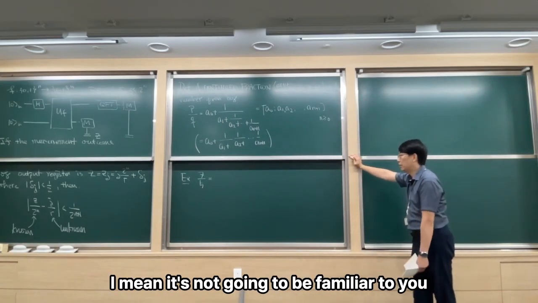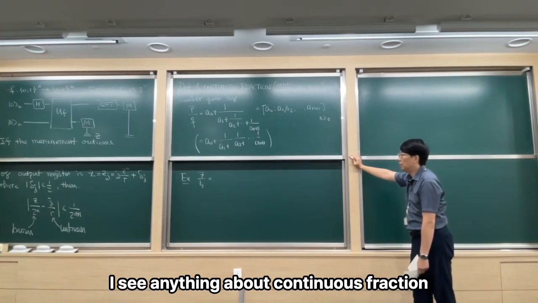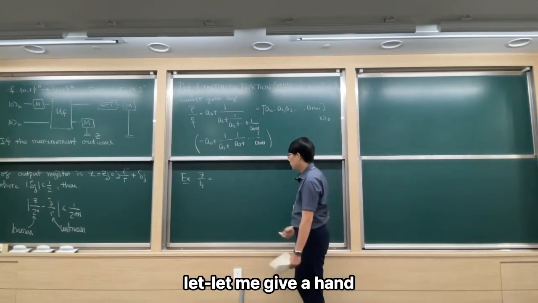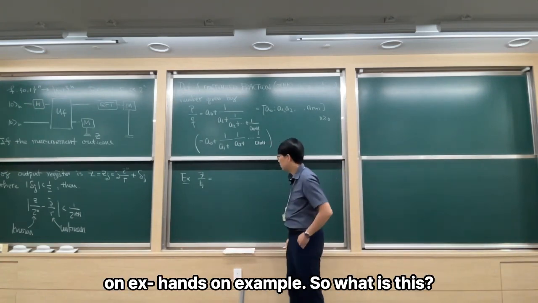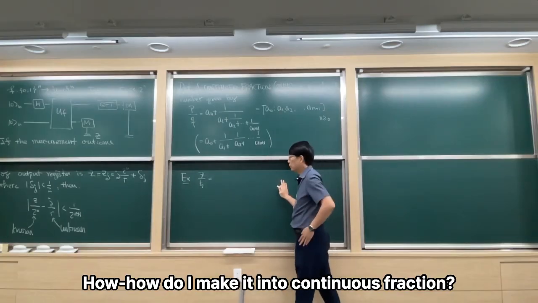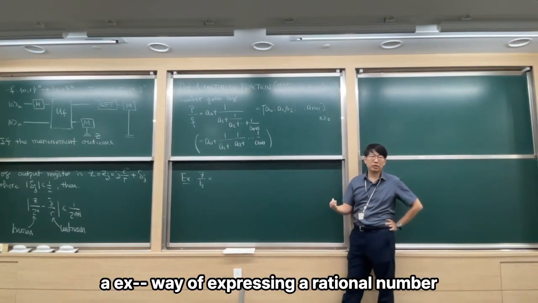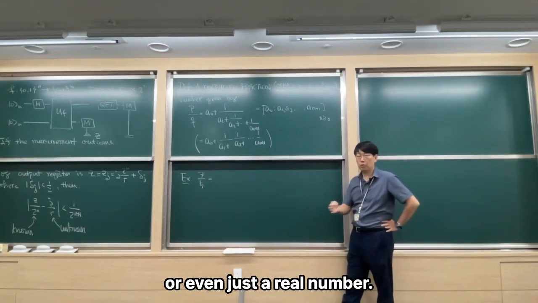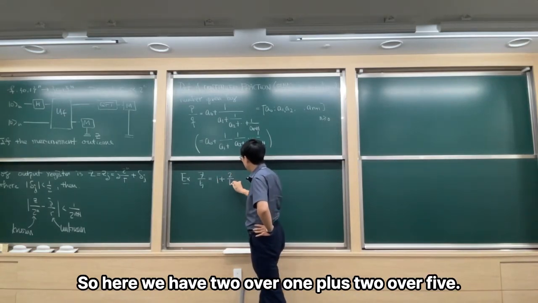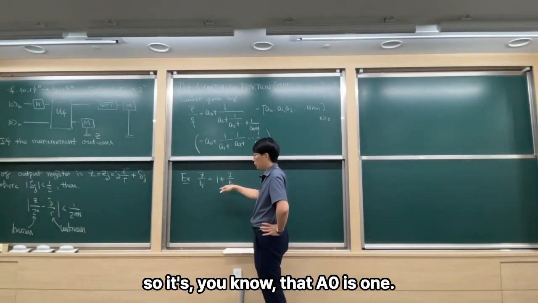Yeah. So let me give an example. It's not going to be familiar to you, and even for me, every time I see anything about continued fractions, it's sometimes confusing. So let me give a hands-on example. So what is this? How do I make it into a continued fraction? A continued fraction is a way of expressing a rational number, or even just a real number. So here we have 1 plus 2 over 5. That's one way. So we know that a0 is 1.